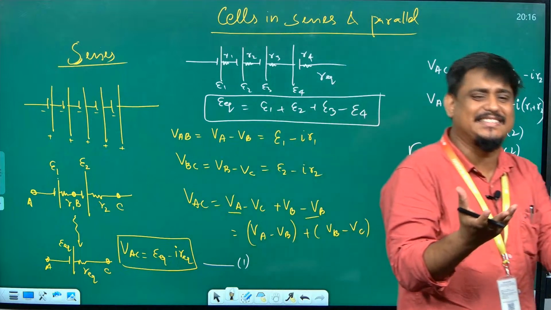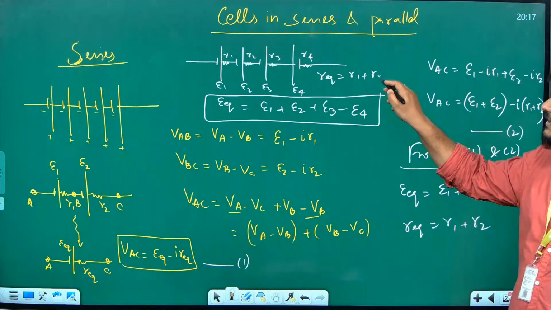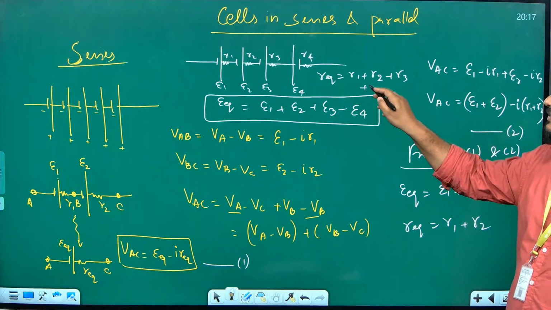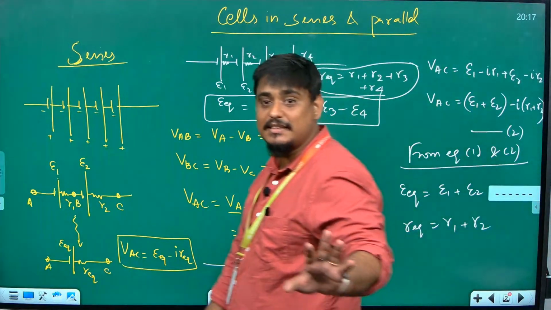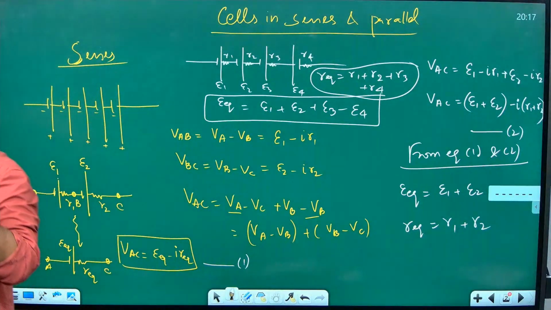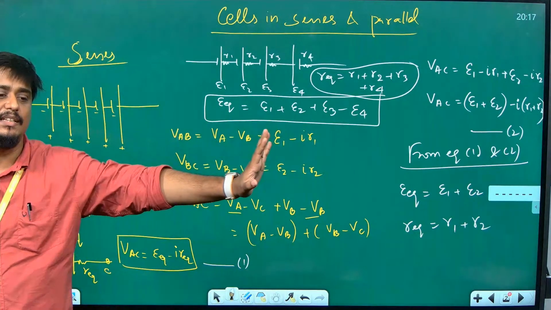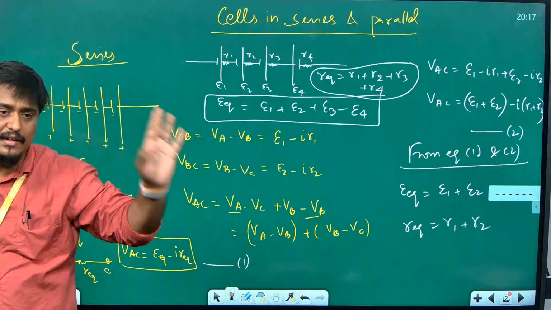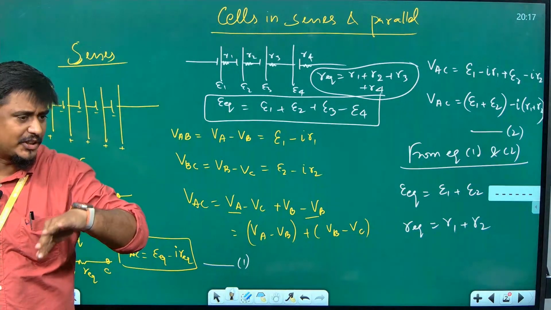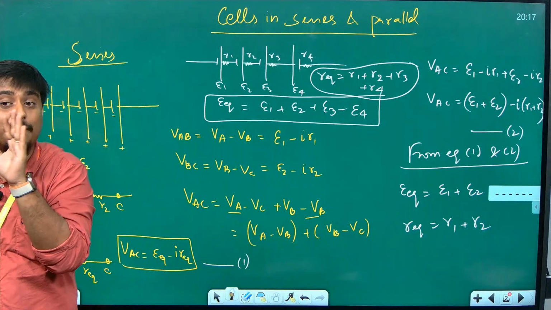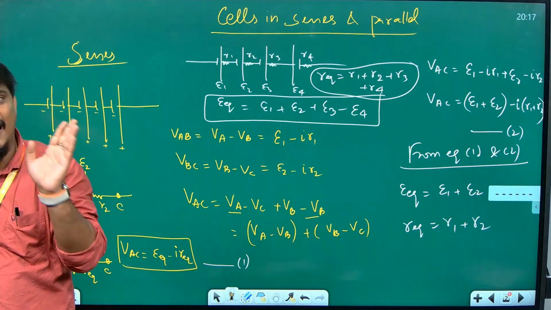Resistance can never become negative. That will remain the same, so it will be positive only, right? Yes, obviously positive. R1 plus R2 plus R3 plus R4. If cells are connected in series, their EMFs are added and their R is added. But if one or two cells are connected in the opposite direction, that EMF will be subtracted, but their internal resistance will still get added.